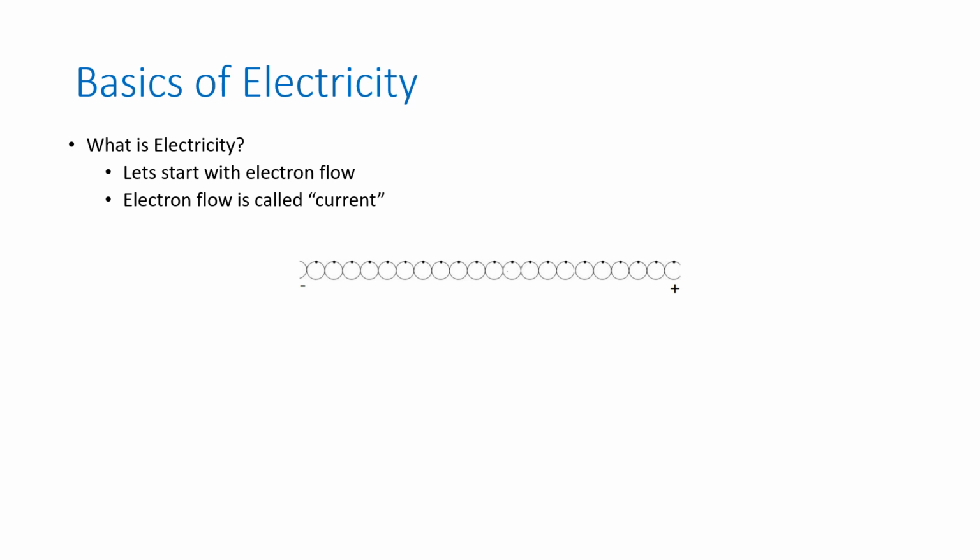So the positive terminal of my battery is connected at one end, the negative terminal at the other. The positive terminal will create an electric field that will pull electrons in. They will migrate along the wire to the positive terminal, pass through the battery, and come out the negative terminal. This electron flow is what we call electricity.